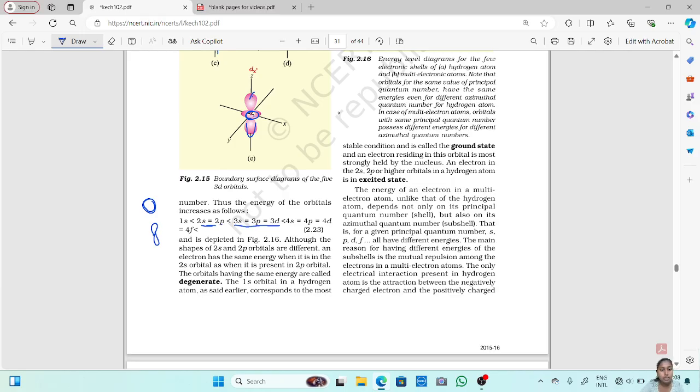The orbitals having the same energy are called degenerate. So when they have the same energy, they are called degenerates. So 2s, 2p are degenerates of 2, and 3s, 3p, 3d are degenerates of 3.